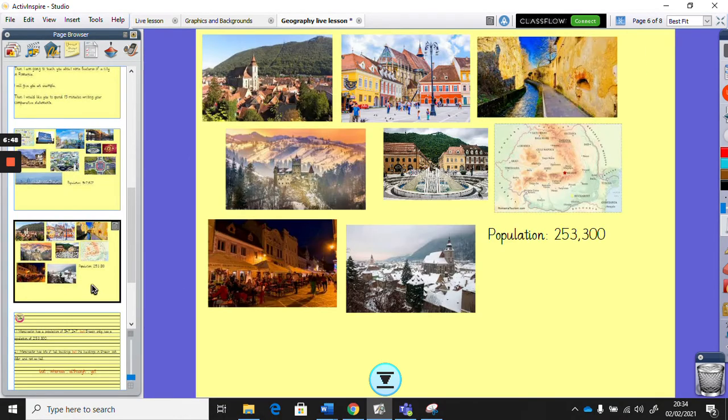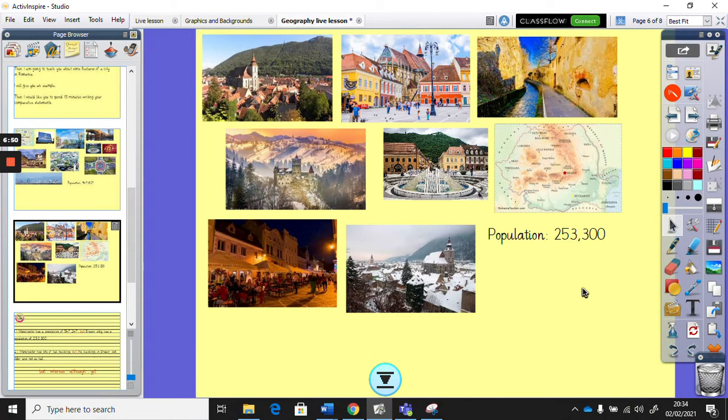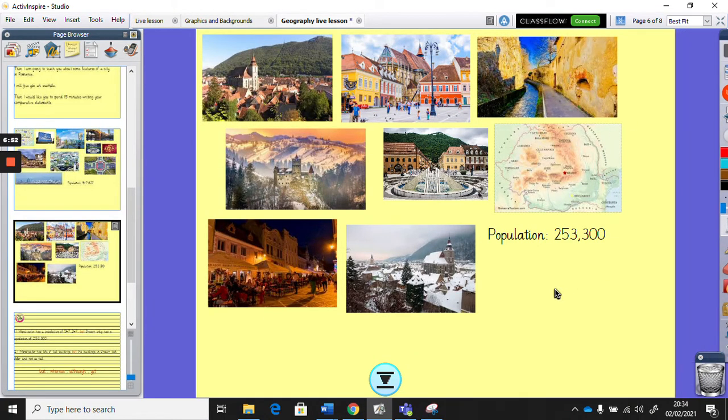We're now going to move on to our Romanian city that I have chosen to talk to you about. This city is called Brasov. Over here you can see a map of Brasov. It's a little bit different to the map of Manchester. Think about ways it's similar and ways that it is different.